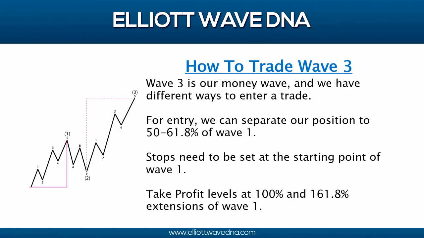You are going to find these two levels by drawing a Fibonacci retracement from start to end of the Wave 1. Stops need to be set at the starting point of the Wave 1 because we know that Wave 2 should hold above the starting point of the Wave 1 all the time. That is our invalidation point and that's going to be our stop loss. Take profit levels at 100% and 1618 extensions of Wave 1. So draw a Fibonacci expansion from start to end of Wave 1 and project from the end of Wave 2. That way you are going to get 100 and 1618 extension zones.